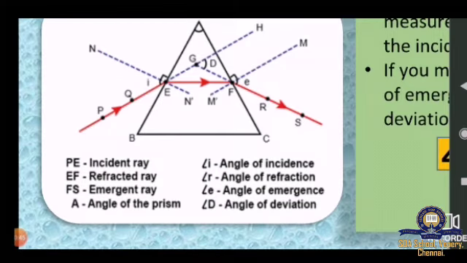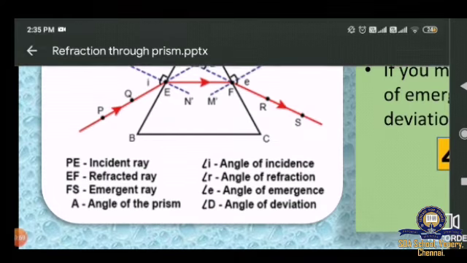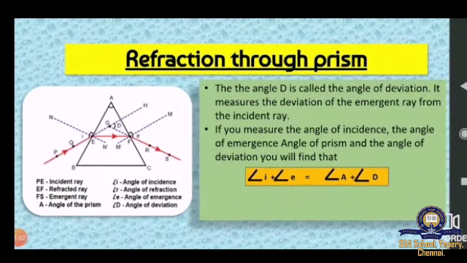A represents the angle of prism, angle I the angle of incidence, angle R the angle of refraction, angle E the angle of emergence, and angle D the angle of deviation. Angle D measures the deviation of the emergent ray from the incident ray. If you measure the angle of incidence, angle of emergence, angle of prism and the angle of deviation, you will find that the sum of the angle of incidence and angle of emergence is equal to the sum of the angle of prism and angle of deviation. This is true for all prisms when light travels through them.